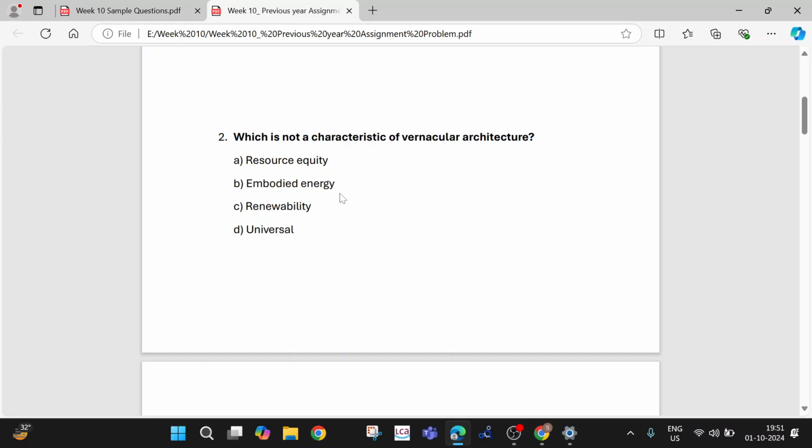Universal. Yeah, they are unique, isn't it? Yes, sir. So universal will be eliminated, and the other options, resource equity, embodied energy, renewability, can all be seen in different vernacular architectures. It is not universal. There is no standardized approach that everybody follows, no same universal codes. They construct based on their understanding and their adaptability towards the surrounding environment. That's why option D is not the right answer.